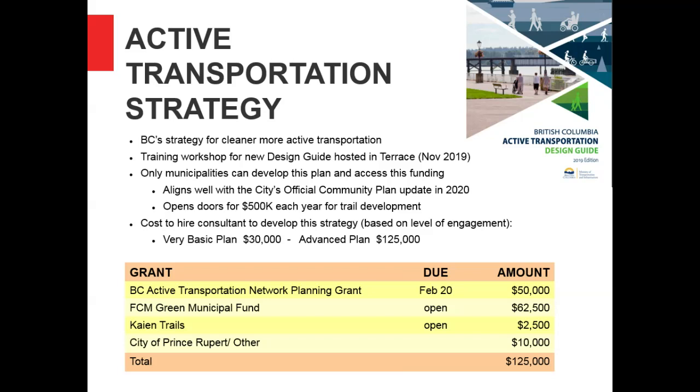I also spoke with Urban Systems. They helped us with our master trail plan, and they've been writing active transportation strategies for other municipalities around BC, and these cost between $30,000 and $125,000, depending on the level of engagement that they're involved in. So a high-end advanced plan, they're going to be monitoring traffic, tracking numbers of traffic and pedestrians and cyclists, and doing a really in-depth review, lots of public consultations, and meeting with staff and council often. Probably a cheaper plan will be more basic, but still focus on pedestrian and cycle traffic.